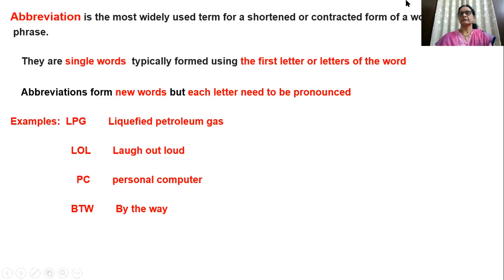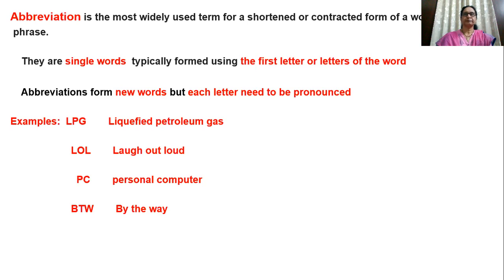What is an abbreviation? Abbreviation is the most widely used term for a shortened, contracted form of a word or a phrase. They are typically formed using the first letter or letters of the words. But although they form a new short form, we are not pronouncing it as a word. Every letter should be pronounced.